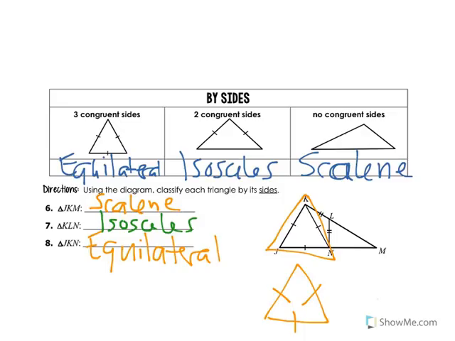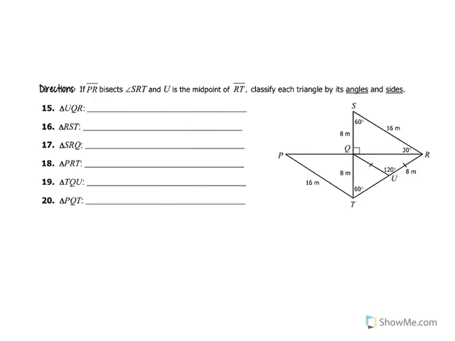So that's classifying by sides, and then we just did angles. So I would like you to try problems 9 through 12 on your worksheet. Classify by the side and angle, so doing both. After you finish those problems, we're going to look at problems 15 through 20. So it says if PR bisects angle SRT. So PR is bisecting angle SRT. That means that this angle is getting cut in half. So that's 30 degrees also.